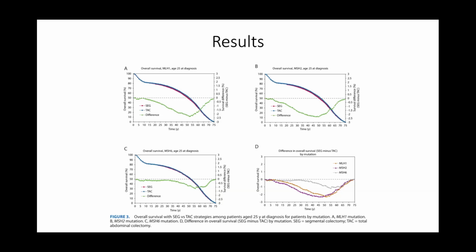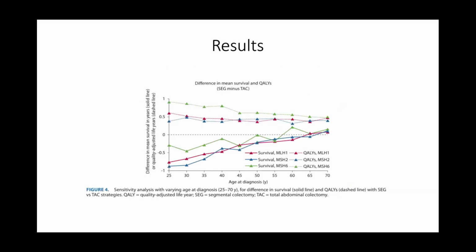There was less of a difference in terms of survival when we look at the MSH6 mutations and segmental versus total colectomy. The results were pretty similar there. Again, this graph just highlights what we've talked about so far. It highlights the difference in survival, the straight or blocked lines, and how the difference in survival decreased for all mutations as the age of diagnosis increased. So the greatest difference was seen the earlier the diagnosis was made in terms of survival.